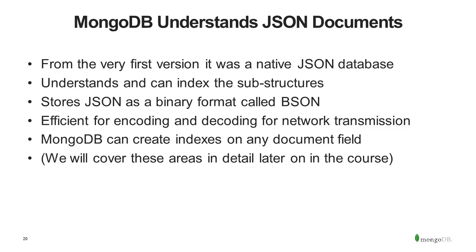We can store JSON, but as a binary format called BSON, which is short for binary JSON, which makes it super efficient to encode and decode for things like network transmission and, of course, on-disk storage. And we can create indexes on any document or sub-document in this field. So we can reach into the internal structures of the document to do really efficient queries. We're going to cover all of these details later on in the course, but I wanted you to understand one of the reasons that makes MongoDB so powerful is the ability to manipulate JSON documents as powerfully and natively as we used to manipulate rows in a relational database.